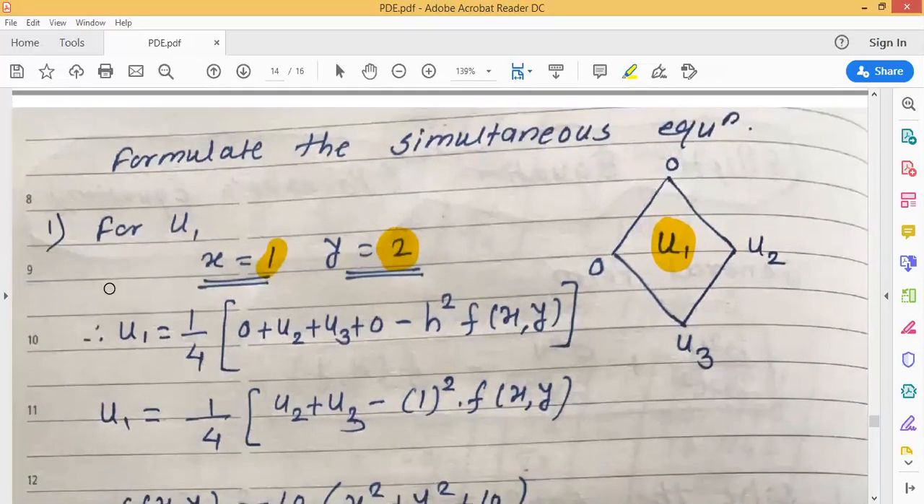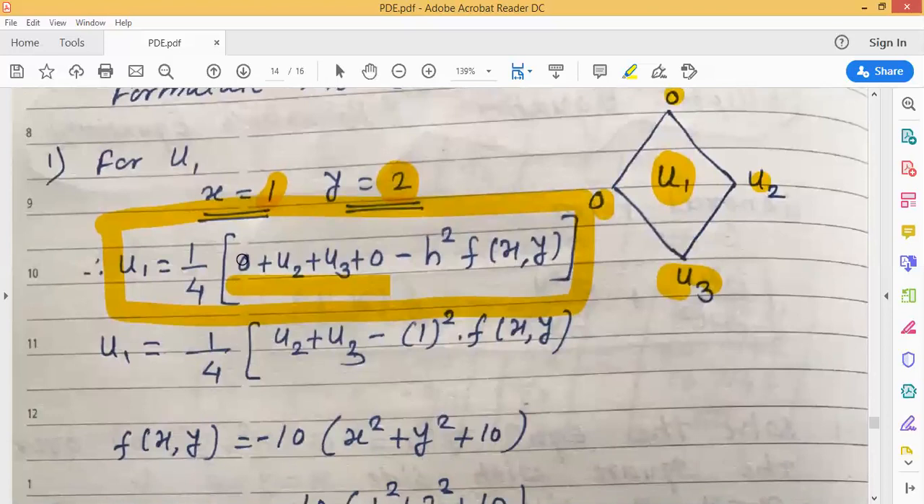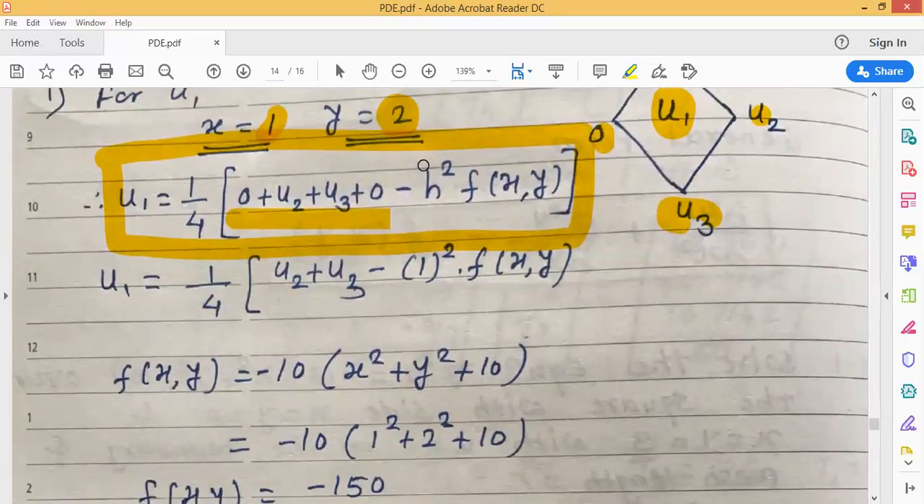Yes, and this is the standard formula which is used for finding out u1. So what is that? u1 is equal to 1 upon 4 into the addition of corner points. These are the corner points of the rhombus: 0, u2, u3 and 0. These additions I have to write down, and minus h square. h is nothing but the step size, and the function is written in x and y. So 0, 0, u2, u3, plus h is equal to 1, h square is 1 square, equal to 1, and we have to put the function f of x y.